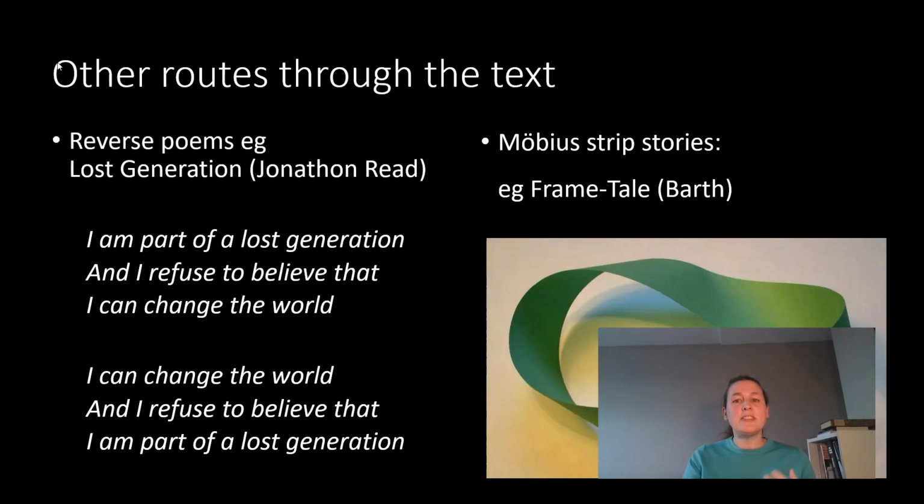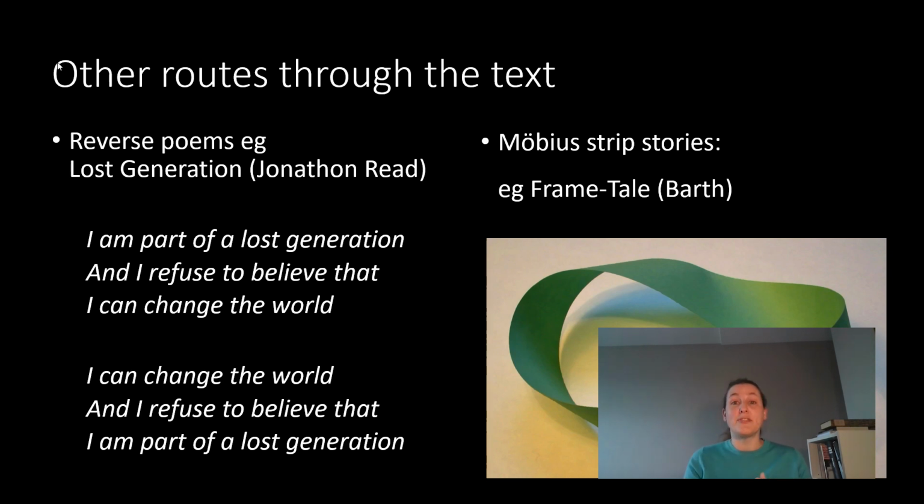Another thing that can happen is that you can be given routes through a text, either determined by the author or with some choice. An example of this is reverse poems, which are quite popular. I won't write down a whole poem, but there's one, for example, called Lost Generation by Jonathan Reed. The idea with these is that you read them through from top to bottom in the normal way, and then when you get to the end, it says, now read it in reverse. Normally the first read through is very pessimistic and reading backwards is optimistic.